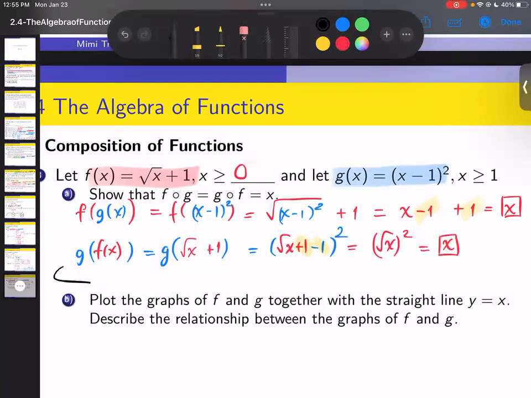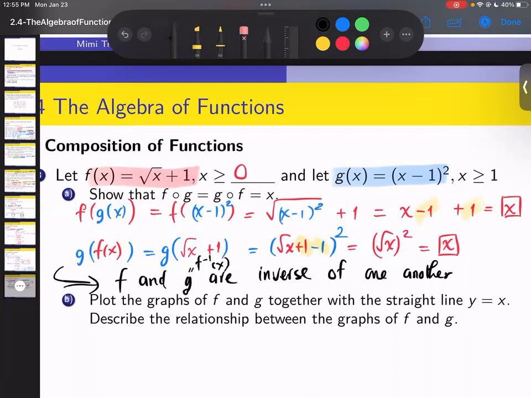So your conclusion is f and g are inverse of one another. Sometimes they call g is f to the -1. It's not to the -1 power. Do you guys remember that inverse notation? So when you plug something between two functions that are inverse, your answer is always x, no matter what your functions are, as long as they are inverse.